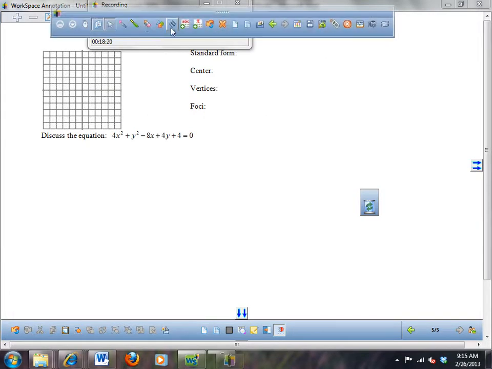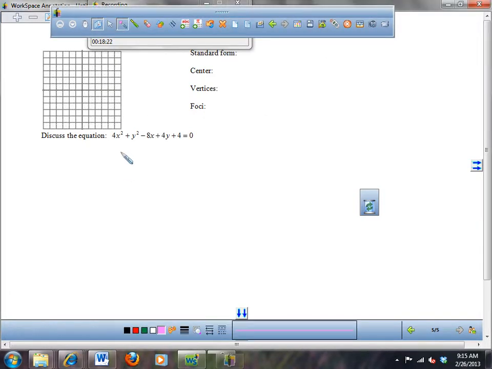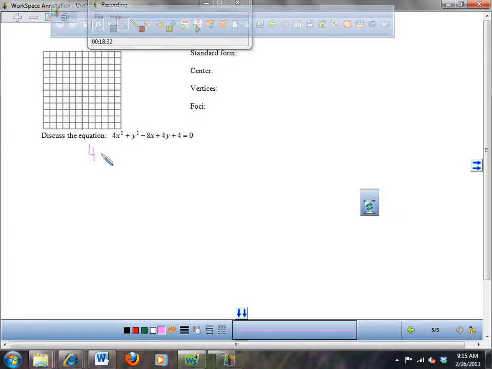So the first thing I want to do is bring everything onto the right side. Well, not everything. Bring the constants over to the other side. And the other thing I want to do is group my x parts and my y parts together. Minus 8x plus y squared plus 4y. And I'm going to bring this negative 4 over onto this side. See what I did?